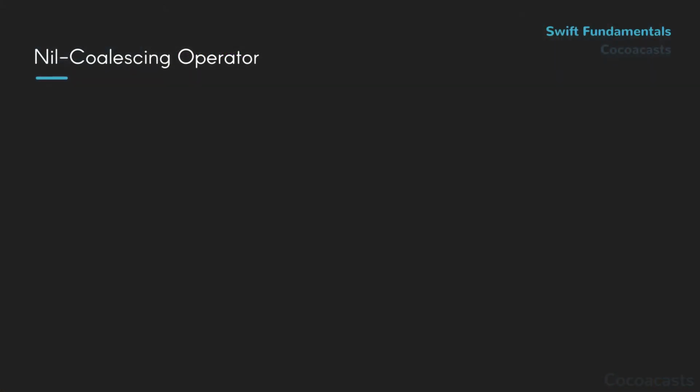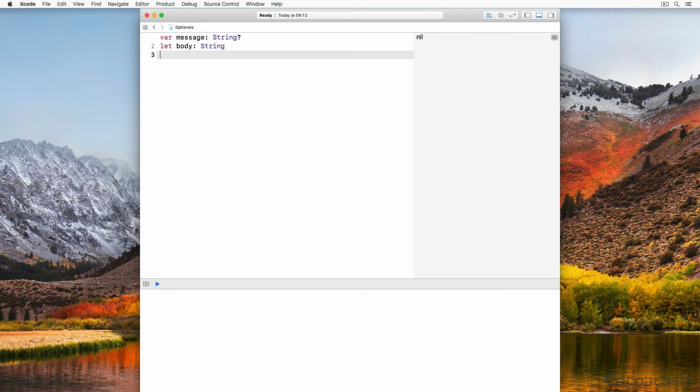Optional binding and optional chaining are essential when working with optionals in Swift. But Swift has another trick up its sleeve. Swift defines an operator I wish I had at my disposal when I was working with Objective-C, the nil coalescing operator. The idea is very simple. Take a look at this example. I would like to assign the value stored in message to the body variable, but if message doesn't contain a value, I would like to assign a default value to body.